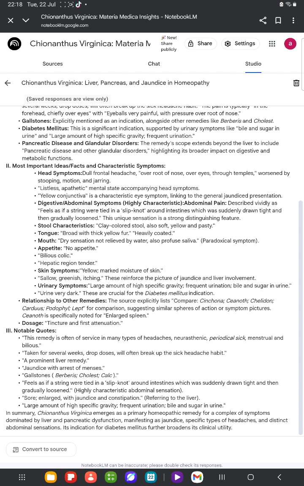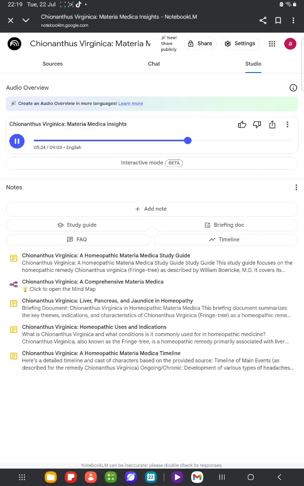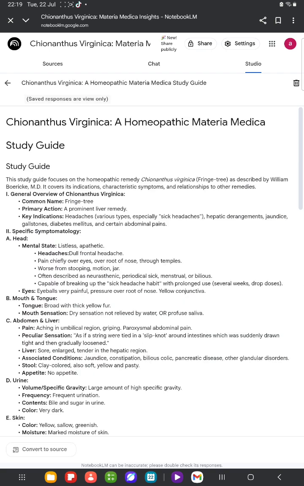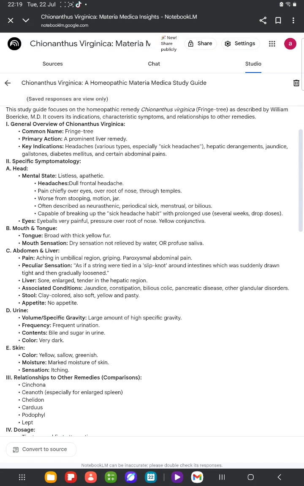Besides the aching in the umbilical region and griping, there's this amazing description. Look at this: feels as if a string were tied in a slip knot around intestines, which was suddenly drawn tight and then gradually loosened. A slip knot, yes. That's just such a vivid, almost poetic way to describe a feeling inside you. It really is. So specific. And it connects back to the liver again, noting the liver is sore, enlarged, with jaundice and constipation.